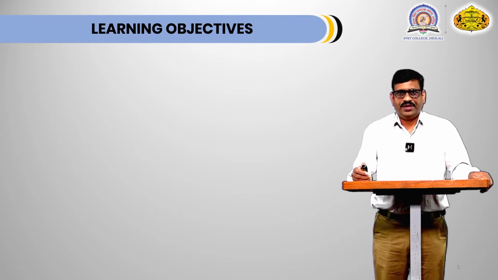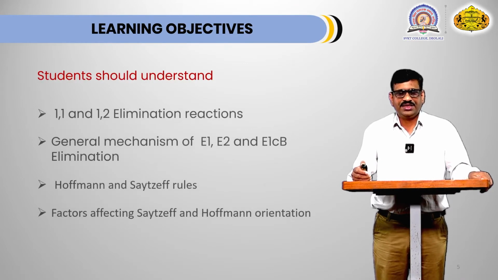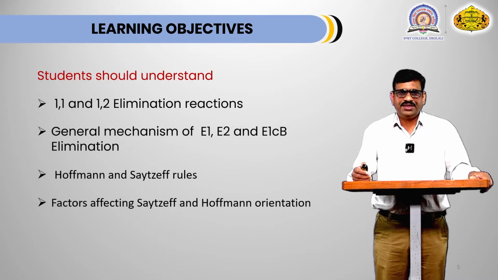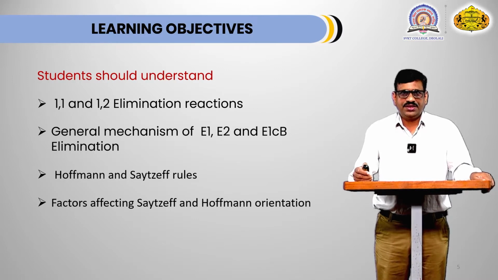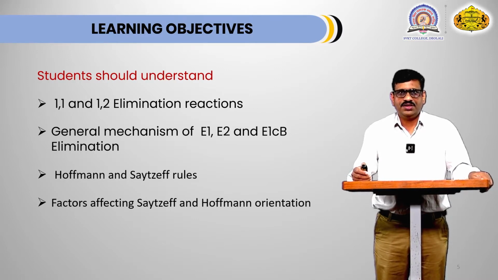Learning objective. At the end of this session, students should be able to understand what is elimination reaction, what is 1,1 elimination, what is 1,2 elimination. They should be able to write mechanism of E1, E2 and E1 CB reaction. They should understand what is Saytzeff elimination, what is Hoffmann elimination, and they should be able to predict the product on the basis of Saytzeff and Hoffmann elimination rules.